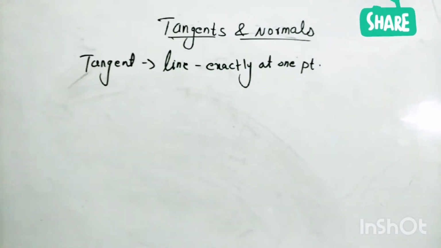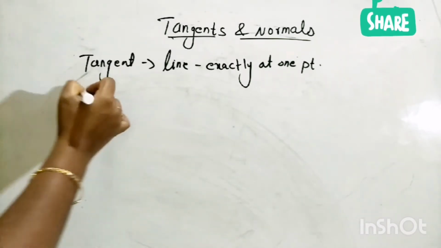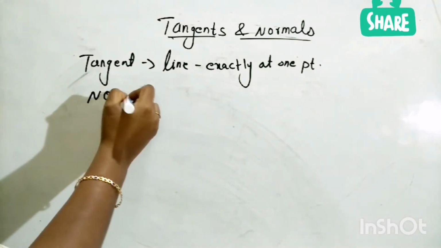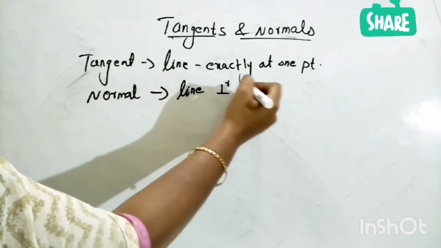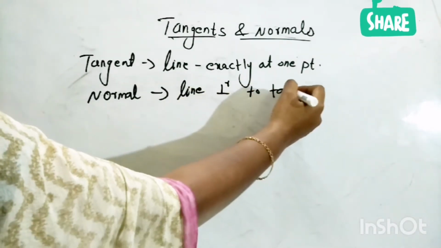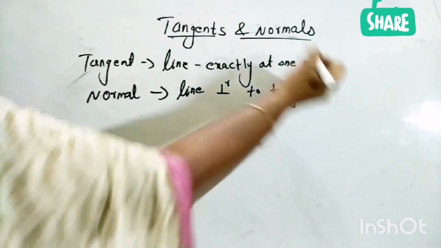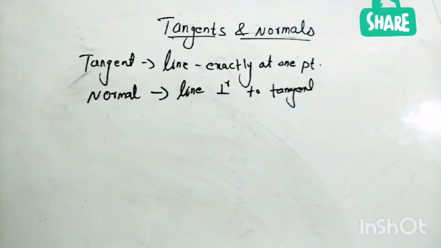A tangent is a line which touches a curve at exactly one point. If a line touches a curve exactly at one point, then we can say that line is our tangent. And a normal is a line which is perpendicular to the tangent.